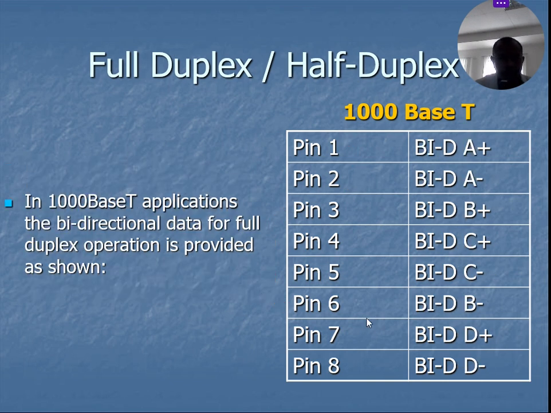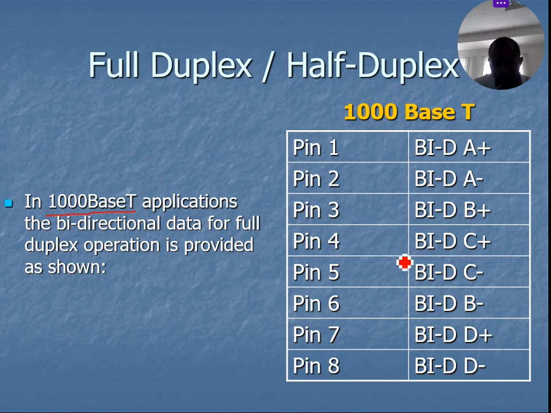So then in the 1000BASE-T application, the bidirectional data for full duplex operation is provided. If you take a look at 1000BASE-T, everything is bidirectional. All the pins will be transmitted bidirectionally, and you can use any of the pins.